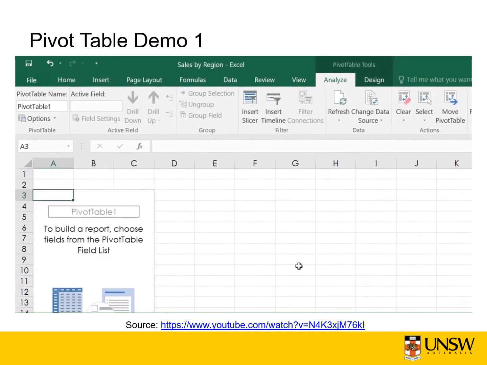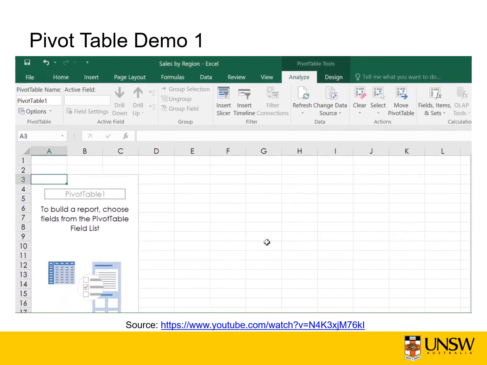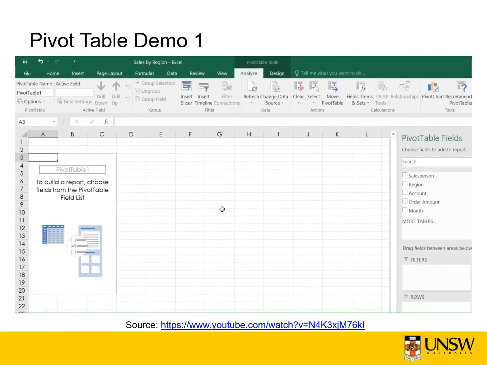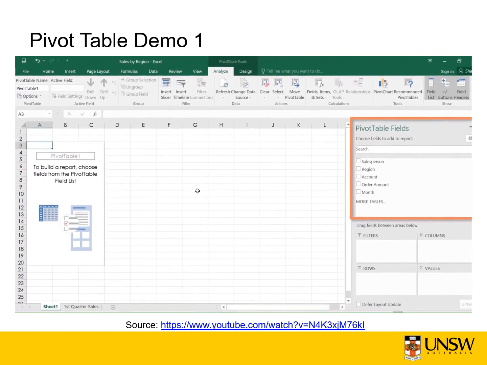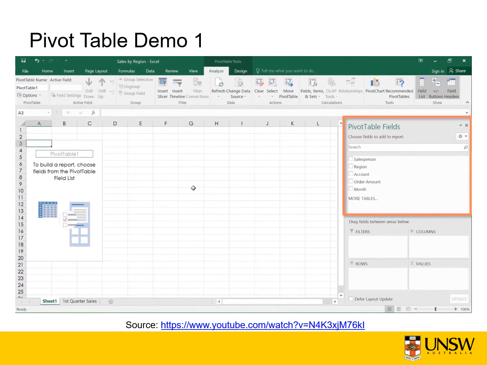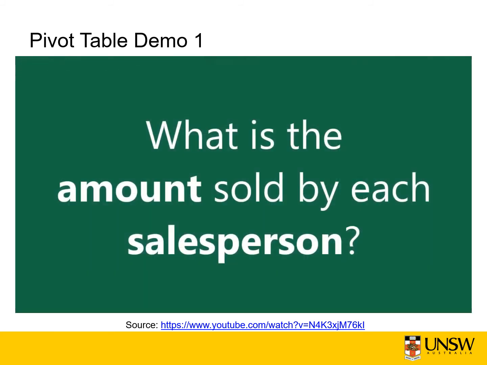Over on the left is our blank pivot table. It's okay that there's nothing there yet. To the right is a list of fields that have actually been pulled from our column headers. This is where we control what is or isn't displayed in the pivot table. But before we continue, let's take another look at that question. What is the amount sold by each salesperson?